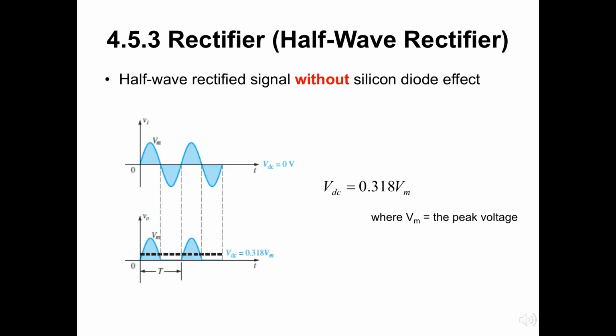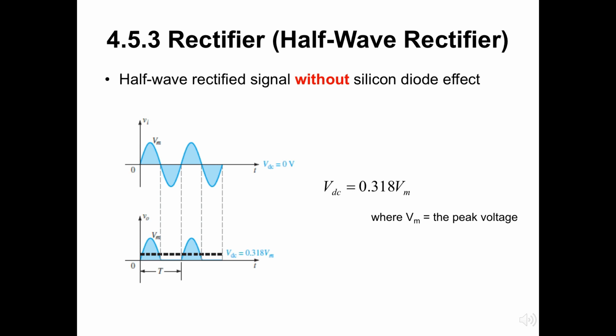The input Vi on top and the output VO at the bottom are sketched together here for comparison purposes. Here is the half-wave rectified signal without the silicon diode effect. The output signal VO now has a net positive area above the axis over a full period and an average value determined by VDC equal to 0.318 Vm, where Vm is the peak voltage.